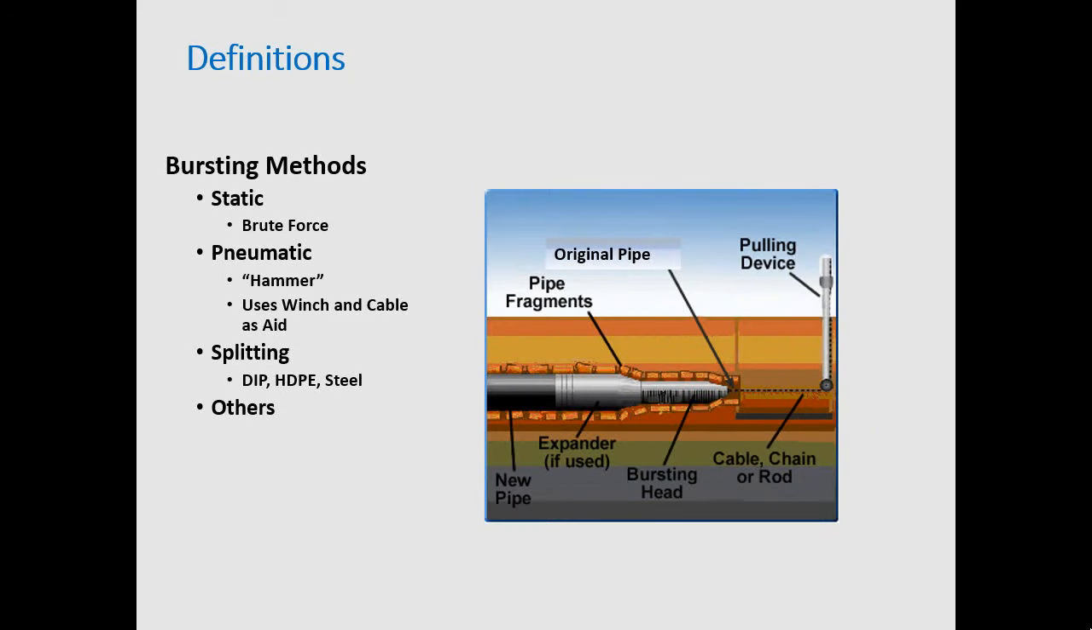Definitions we're going to kind of go through real quick. So you have static pipe bursting, which is straight up brute force. You take your pipe expander and your product pipe, and you break the old pipe and pull in a new product pipe right behind that bursting head, right behind that expander head. And it's just straight brute force. There's rigs up to 200 tons that can pull this stuff through the ground, and it just physically breaks the old pipe. The pneumatic is similar to a pipe ram type of product.